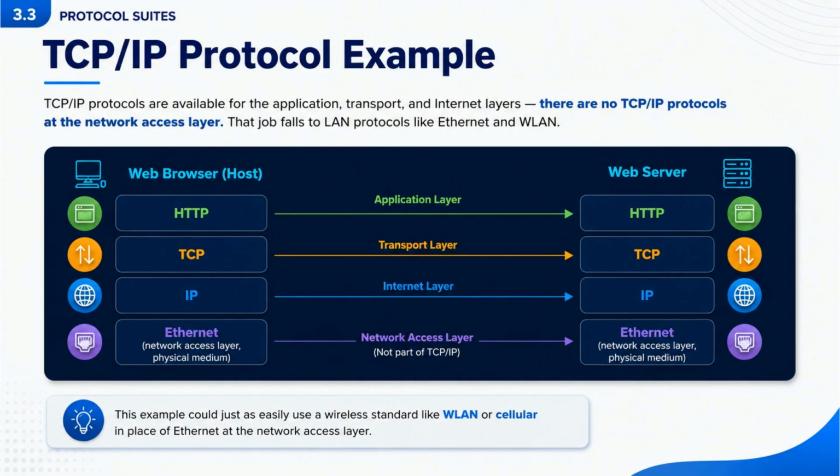Concrete walkthrough. HTTP, TCP, and IP each operate at their own layer between a web browser and a web server, with Ethernet, or WLAN/cellular, handling the actual physical delivery underneath. TCP/IP has no protocols of its own at the network access layer. That job belongs to LAN/WLAN standards.